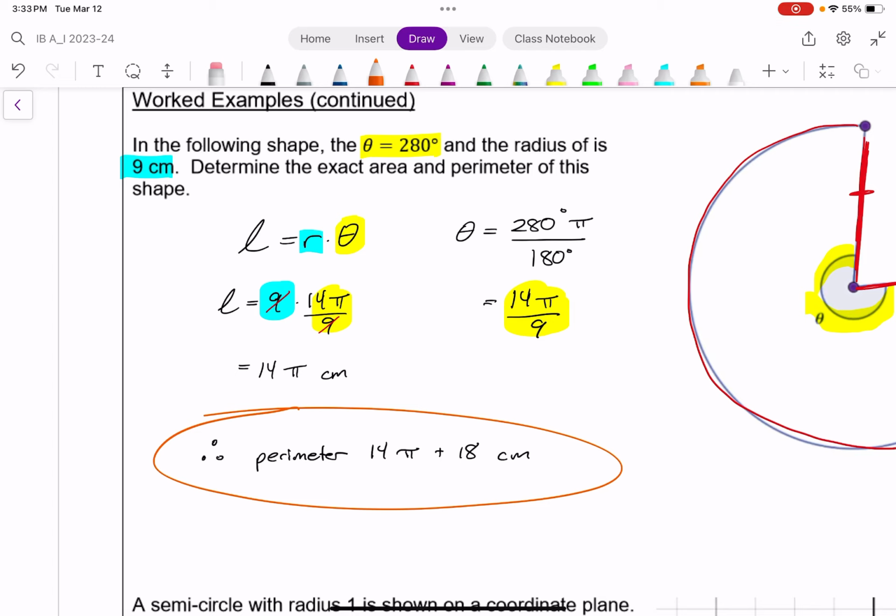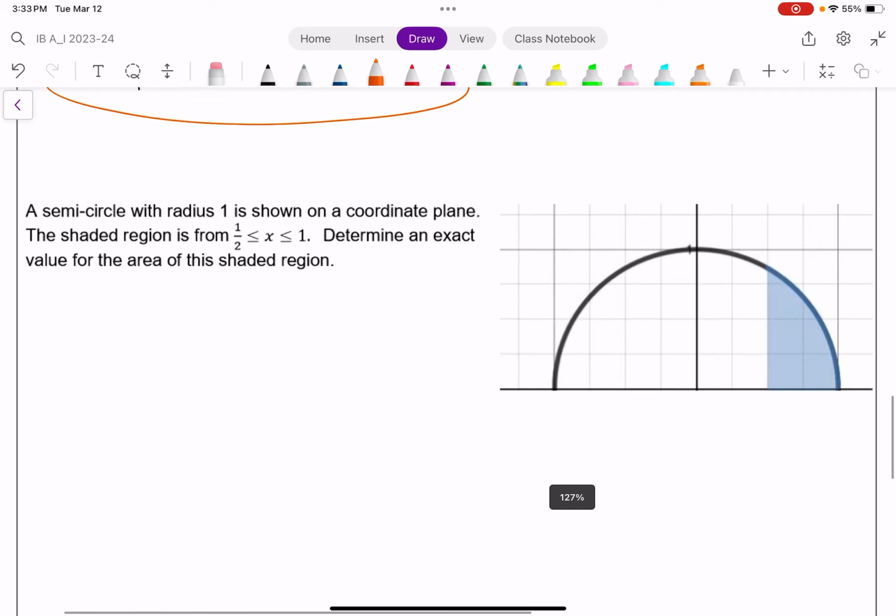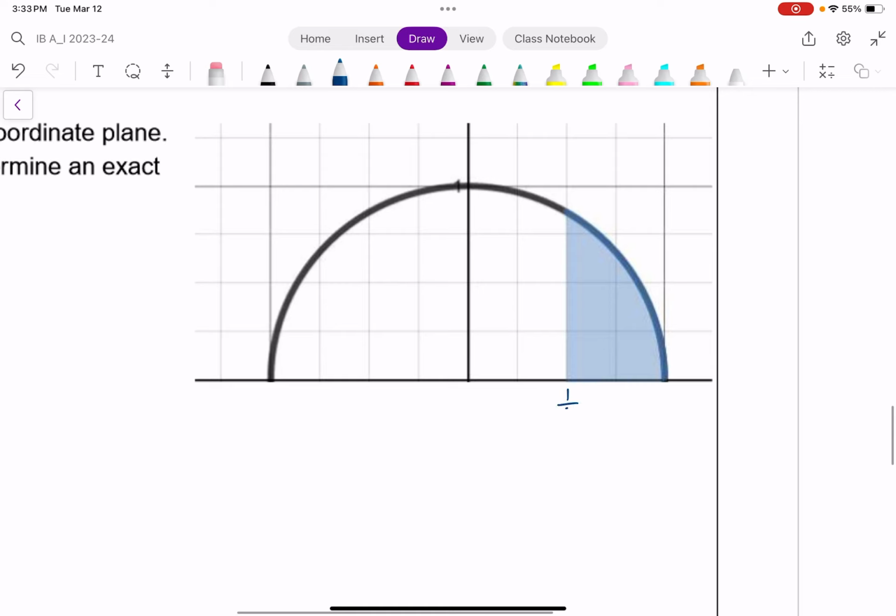All right. So lastly, I have a semicircle here, and part of it is shaded. And I tell you that this is a circle with radius 1, and it's shaded from 1/2 to 1 on the x. So I'll kind of label that right here. This is 1/2, this is 1, which makes sense. It's a diameter of 1, and I want to find the area of that shaded region. All right, so how can I do this?